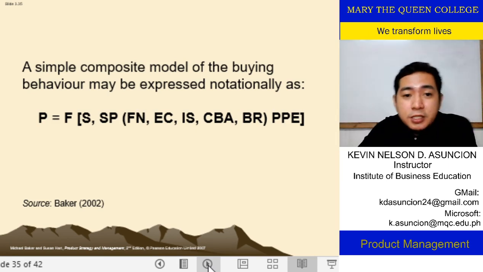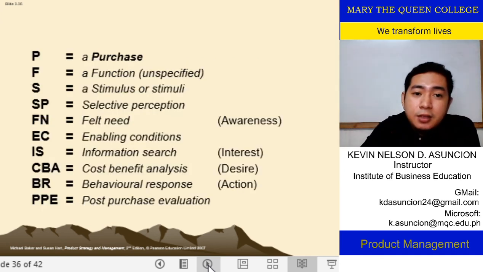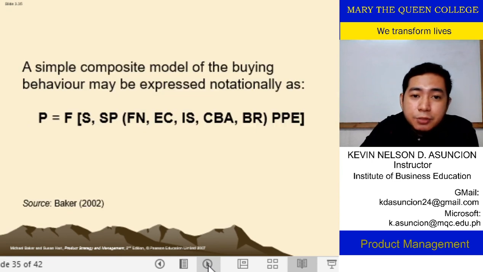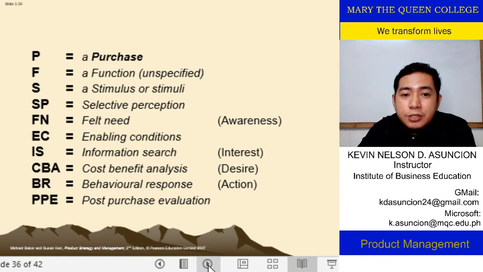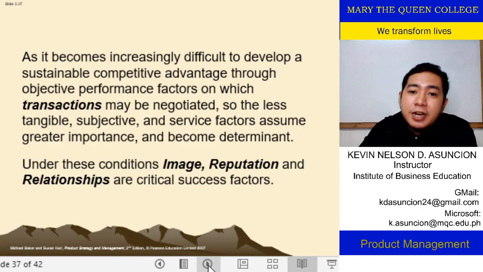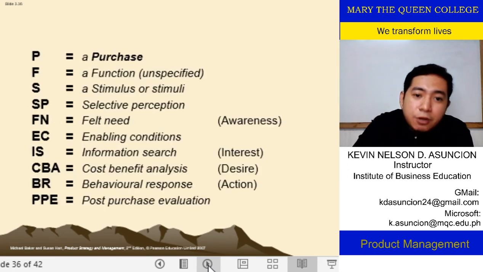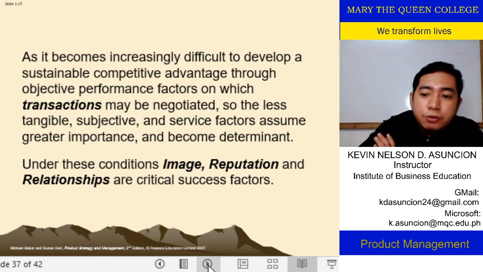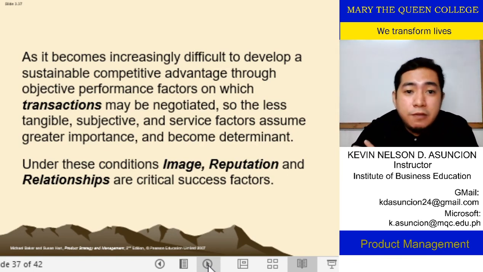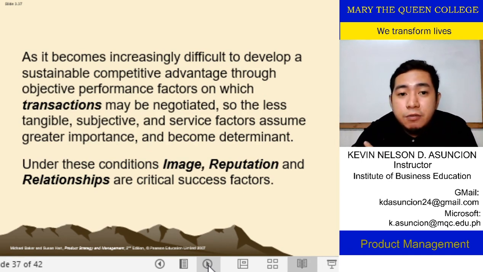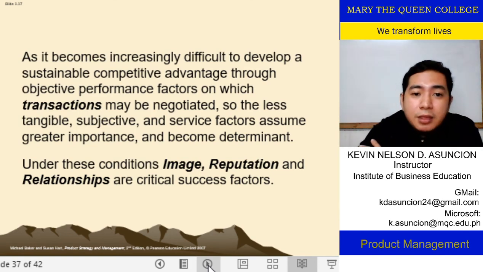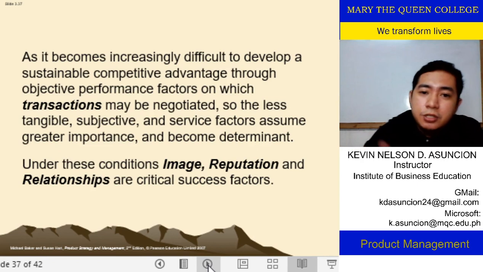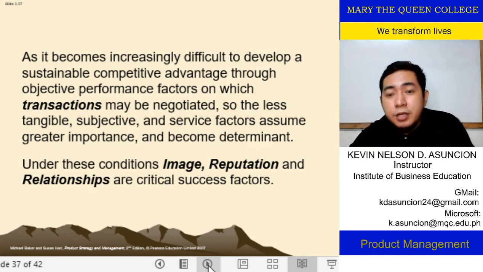So yun, the purchase is a function of yung stimuli, and then the selective perception, and those felt need, DFN, no? Enabling conditions, and yun nga, that involves awareness, interest, desire, and actions, and your post-purchase evaluation. As it becomes increasingly difficult to develop a sustainable competitive advantage through objective performance factors on which transactions may be negotiated, less tangible subjective service factors assume greater importance and become determinant under this condition. That's image, the reputation, and relationship, which are critical success factors in the buying behavior.